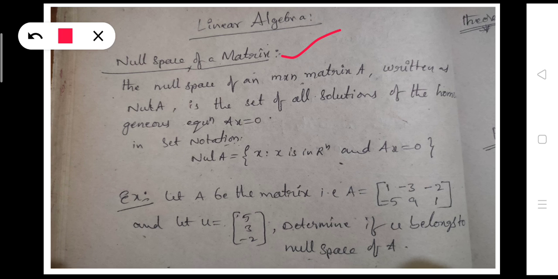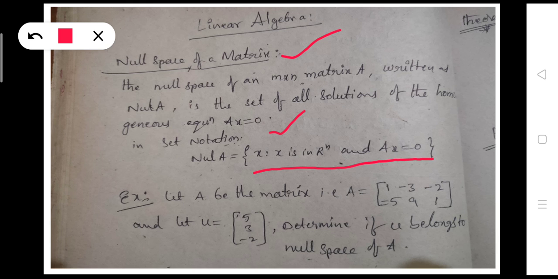The null space of an m by n matrix A, written as Null A, is the set of all solutions of the homogeneous equation Ax = 0. What is Null A? The set of all solutions of the homogeneous equation Ax = 0. What is the set notation here? Null A = {x : x is in Rn and Ax = 0}.